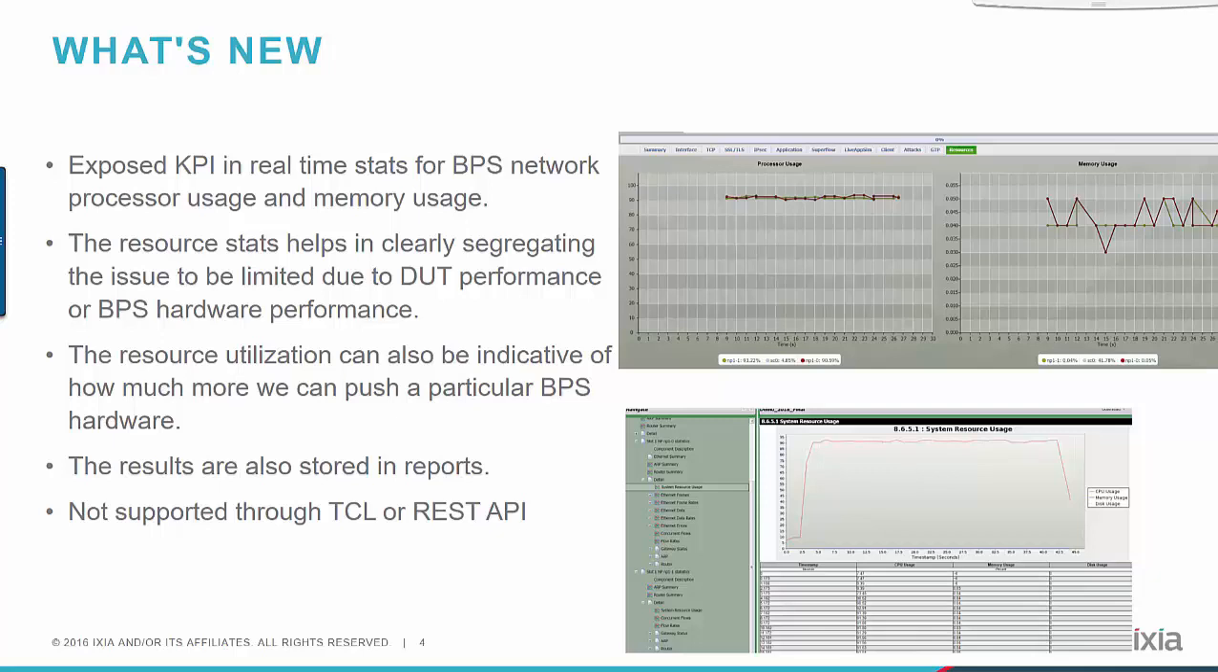With 8.50, when you click the resource tab, we are introducing two new KPIs that will talk about the network processor usage and memory usage of the test tool while running a test. So you would clearly know whether the test tool can or cannot achieve a particular performance. Let's do a quick demo to better show the usability of this feature.